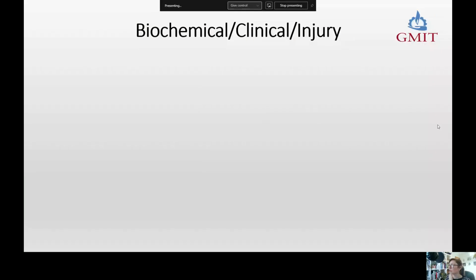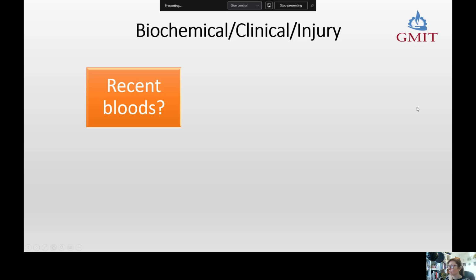Okay, so for the next section, it's your biochemical, clinical, and injury. I suppose these might come within different sections, but I'm grading them together. So what do I want to see here in order to get the grades? As part of the ABCDE method of information gathering, the B stands for biochemistry.